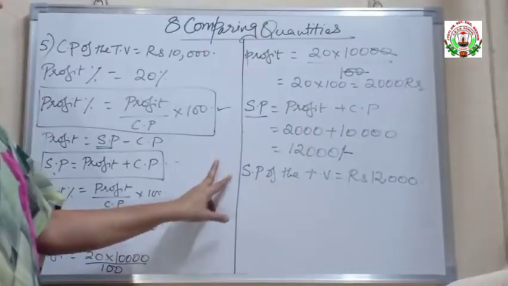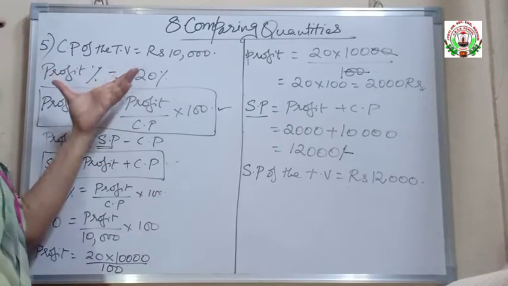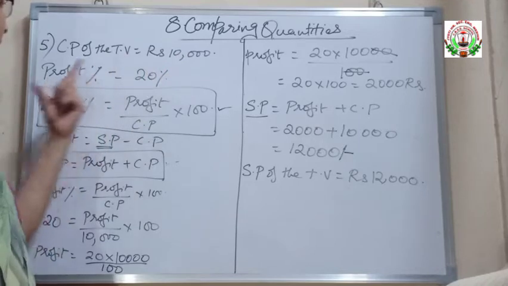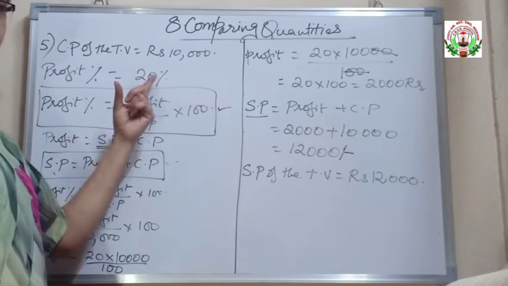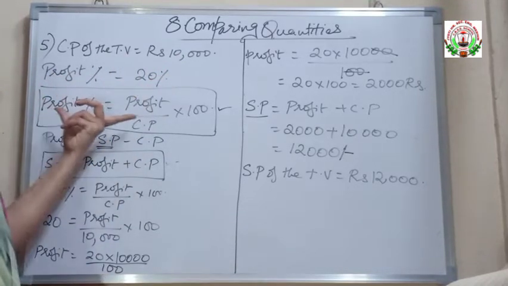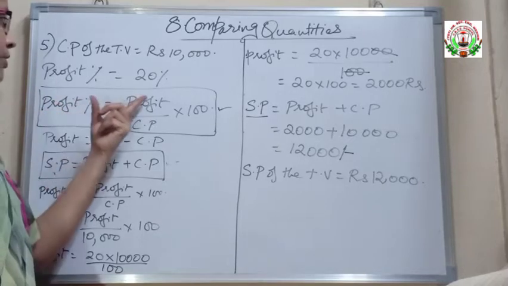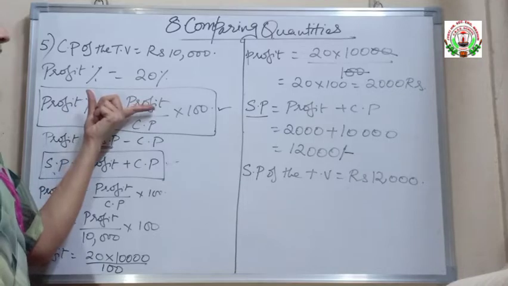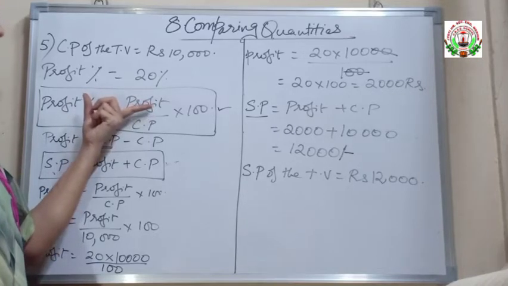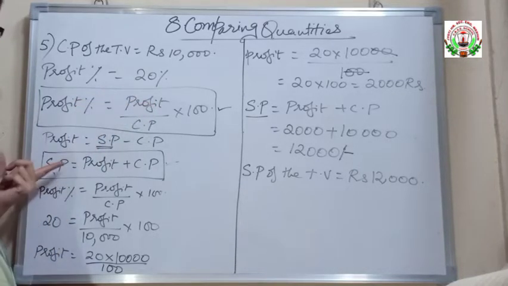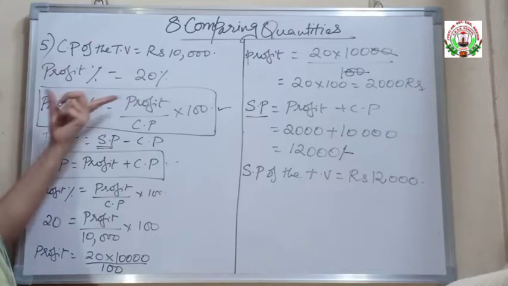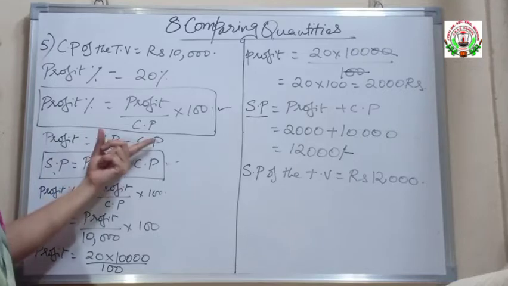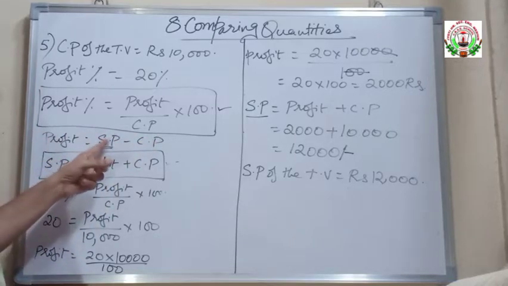Once again let me explain this fifth one. See, they have given the cost price of the TV as 10,000 rupees. Next, profit percent as 20%. We have the formula profit percent is equal to profit by CP into 100. From this we have to take out the profit, because we have to find the profit for finding the SP. So the profit formula is SP minus CP. From this we have to find this SP.